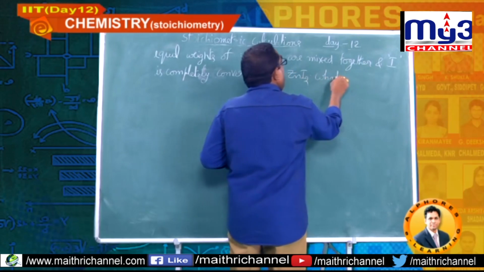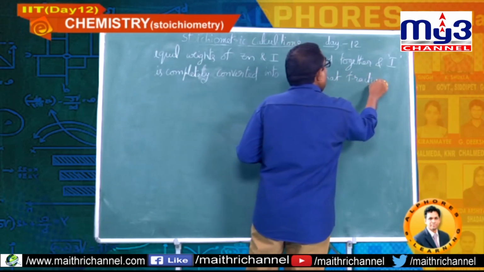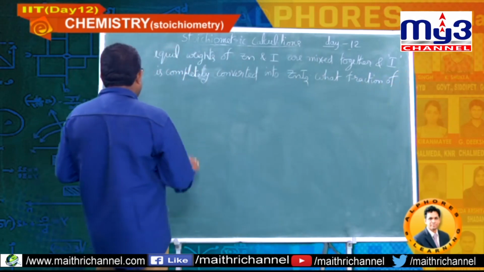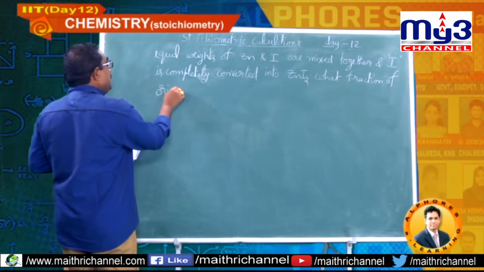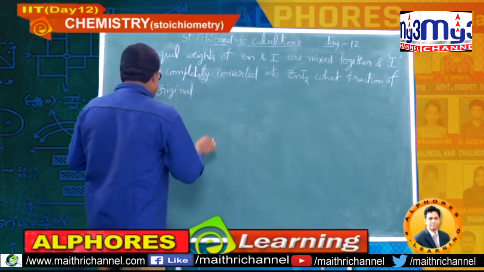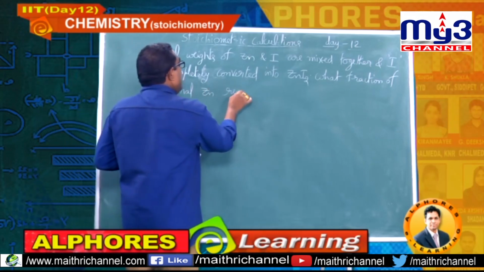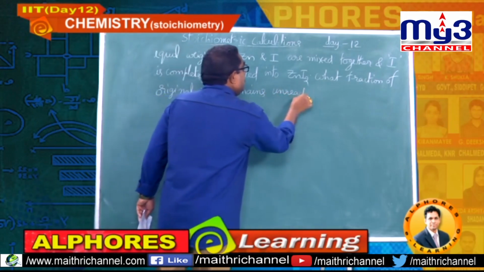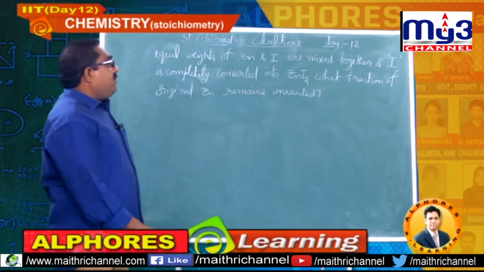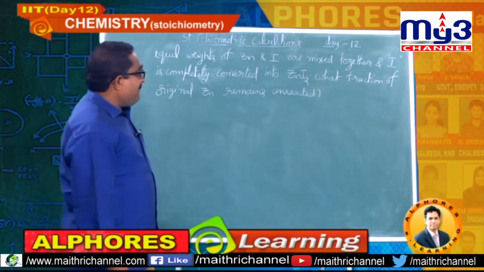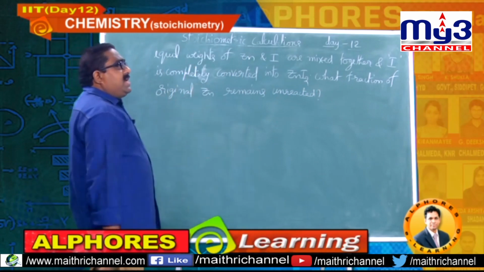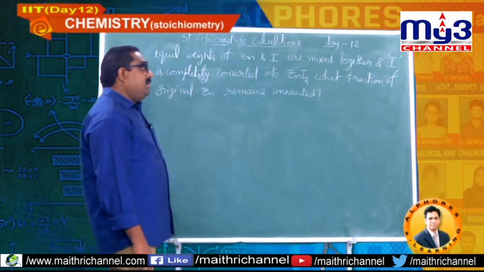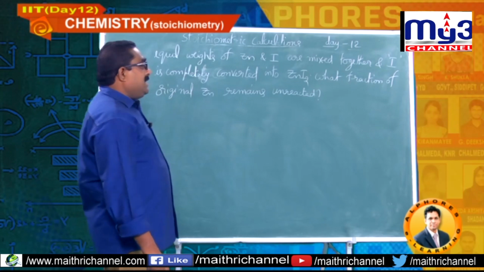What fraction of original zinc remains unreacted? Equal weights of zinc and iodine are mixed together and iodine is completely converted into zinc iodide. What fraction of original zinc remains unreacted?